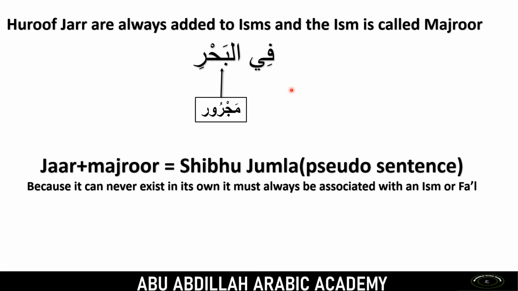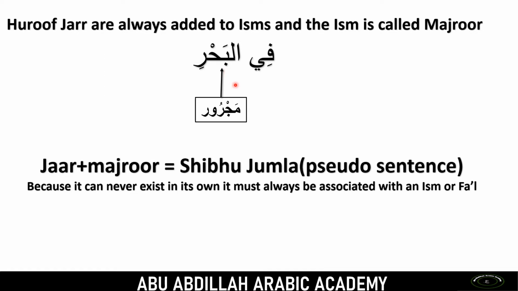And again, this whole thing is called a shibhu jumla or a pseudo sentence because on their own they cannot exist, right? For example, if I say fil bahri, that is in the sea, then it doesn't give you a complete meaning, right? It doesn't give you a complete sentence. If you say fil bahri, what about it? What is in it? So you have to say something. For example, you have to say as-samaku fil bahri, that is the fish is in the sea, or something like that.